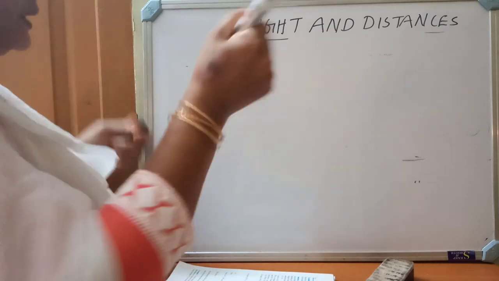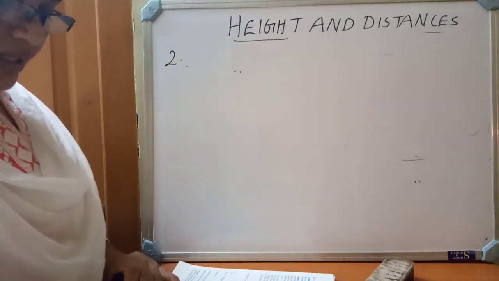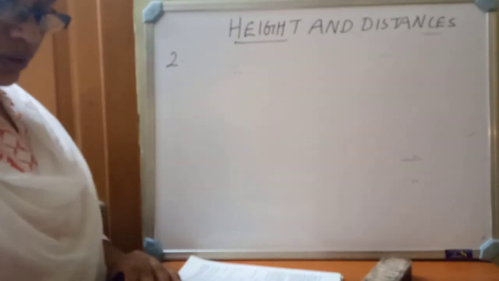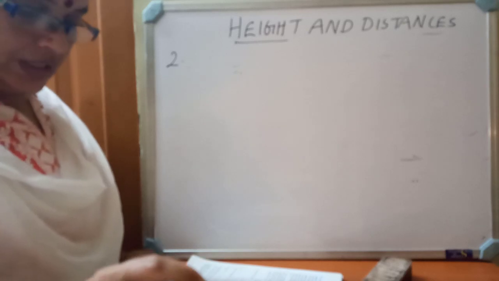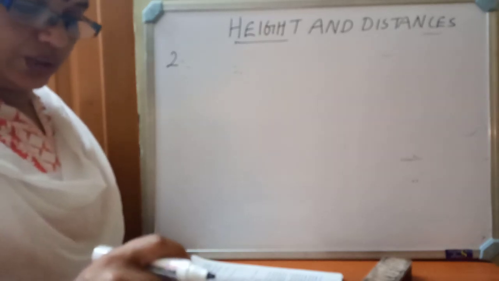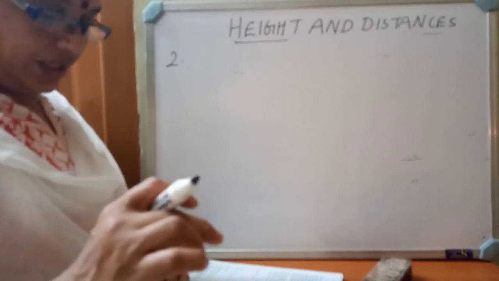Look at the second question, children. A tree breaks due to a storm and the broken part bends so that the top of the tree touches the ground. It makes an angle of 30 degrees with it. The distance between the foot of the tree to the point where the top touches the ground is 8 meters. Find the height of the tree.